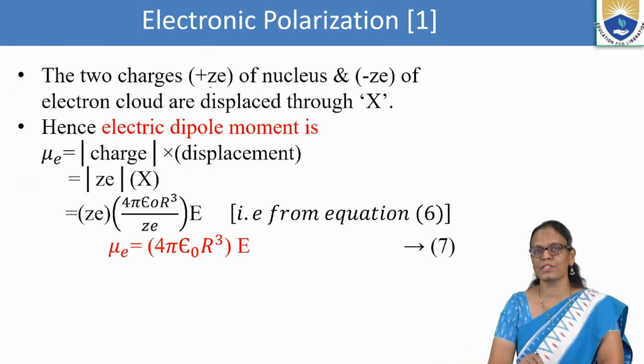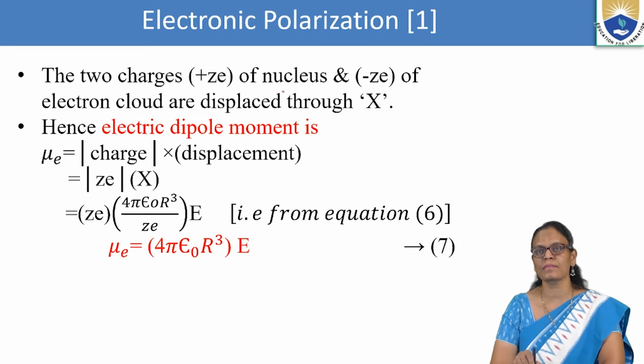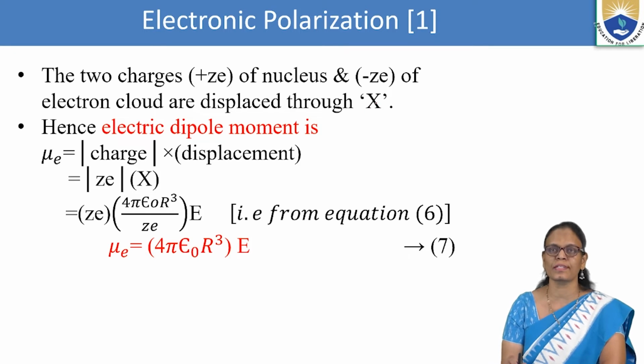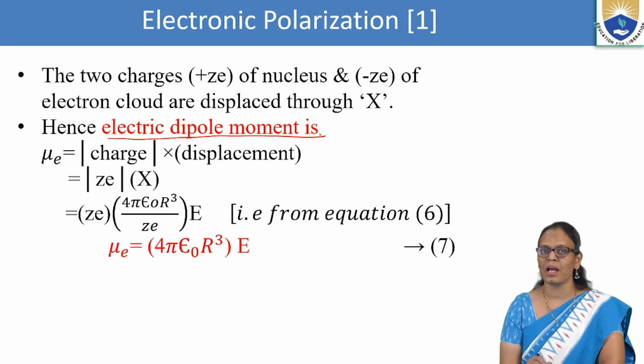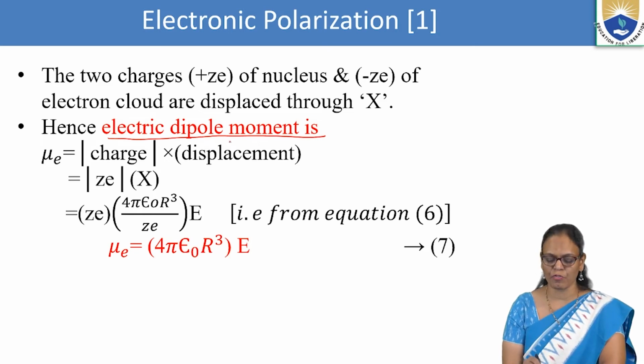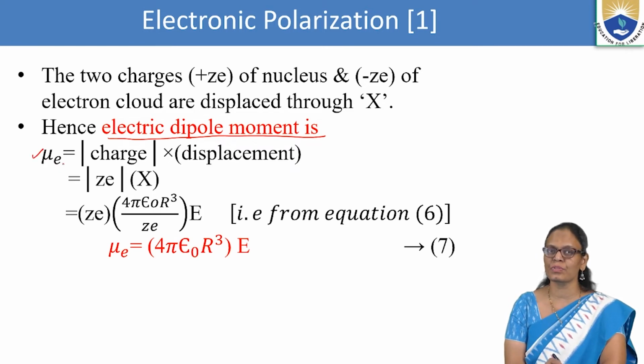Now the two charges, plus Ze of the nucleus and the minus Ze of the electron cloud, are displaced through a distance x. Now we have to write the electric dipole moment, and we know the basic formula for dipole moment. Mu is given by, we are writing here as mu e because it is due to the electronic polarization. The dipole moment due to electronic polarization is charge multiplied by distance. What is the charge? Ze. What is the displacement? X.